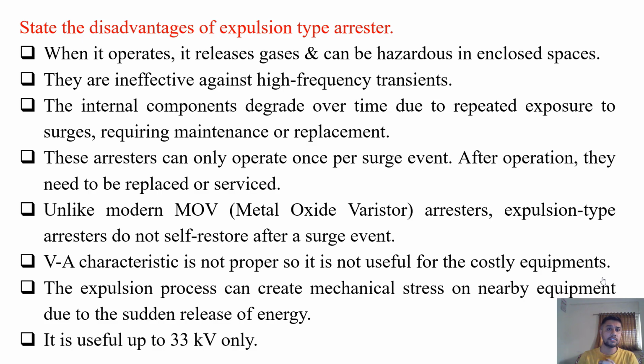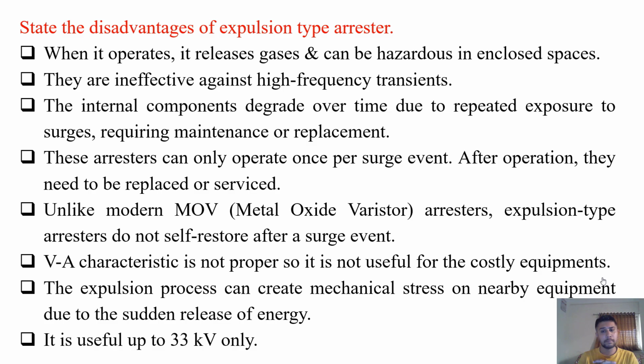State the disadvantages of expulsion type arrestor or protector tube. When it operates, it releases gases and can be hazardous in enclosed spaces. They are ineffective against high frequency transients. The internal components degrade over time due to repeated exposure to surges, requiring maintenance or replacement. These arrestors can only operate once per surge event. So after the operation, they need to be replaced or serviced.